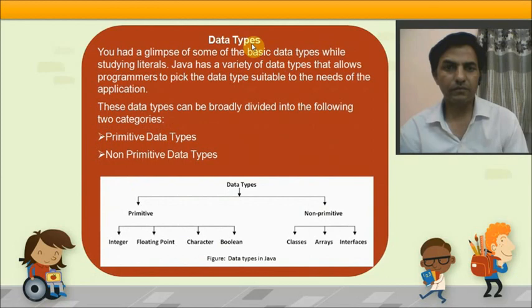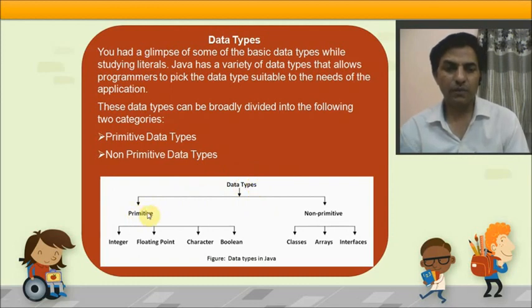Now, data types. You had a glimpse of some of the basic data types while studying literals. Java has a variety of data types that allows programmers to pick the data types suitable to the need of the application. These data types can be broadly divided into the following two categories. One is known as primitive data types and the other is non-primitive data types. Let us understand with the figure here. Data types.